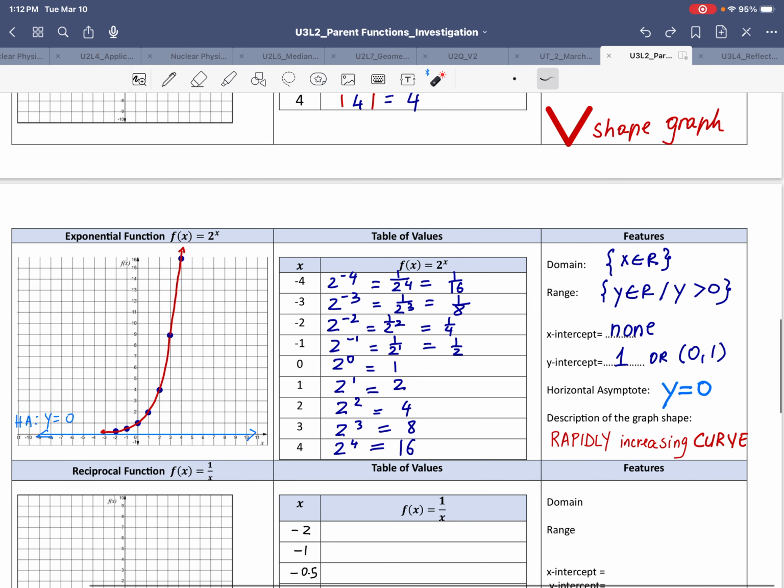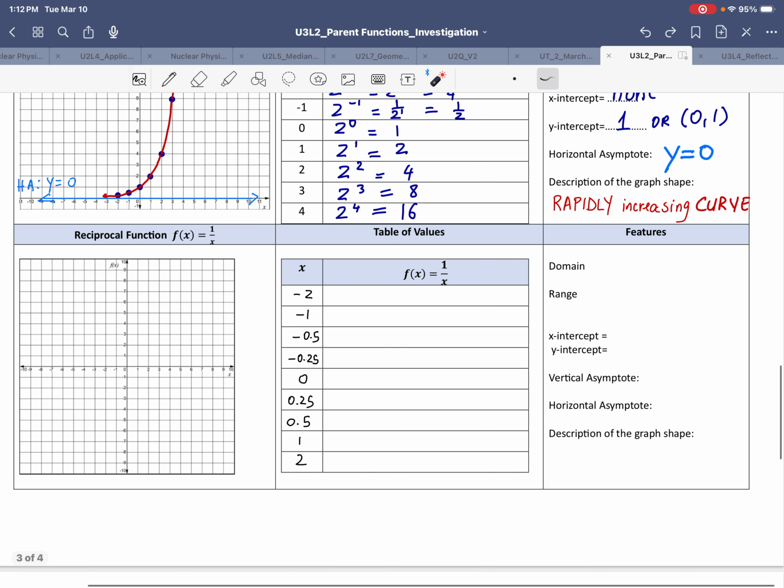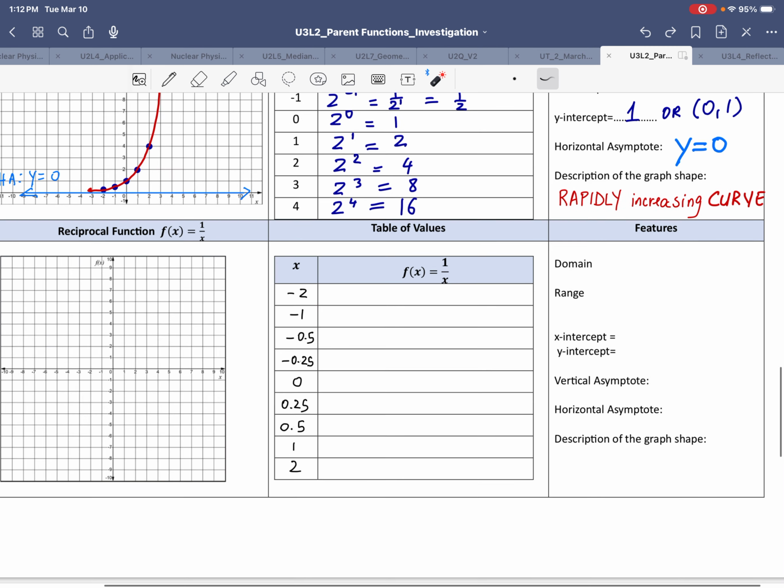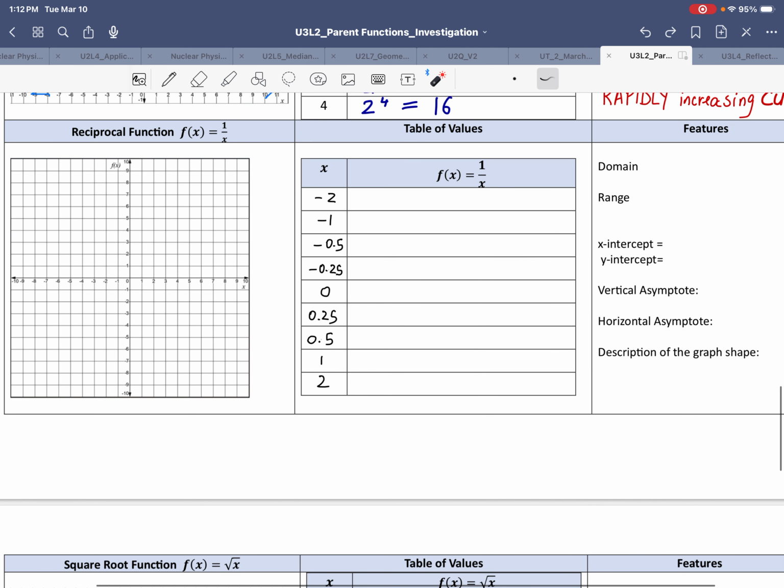So next, we're going to look at the reciprocal functions. Reciprocal functions are in the form 1 over x. In this case, we're going to say that x has been kind of reciprocated, or reversed. And to draw the graph of this function, we are choosing the values negative 2, negative 1, negative 0.25. So some negatives, 0, and some positives. I've chosen these specific values for a reason. You will see when we graph the function.